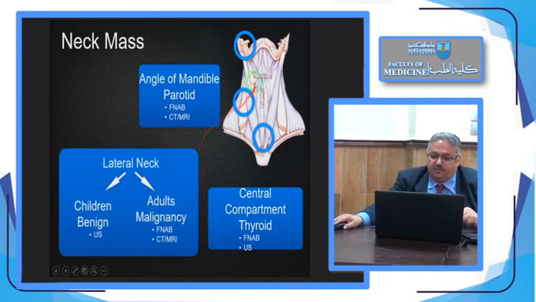In the lateral compartment, you need to differentiate between children, mostly benign, as I told you before. What do you need to do? Ultrasound. Children, you remember? Children, ultrasound. Adults, you need to consider malignancy, so you need to do CT, MRI and fine needle aspiration biopsy.